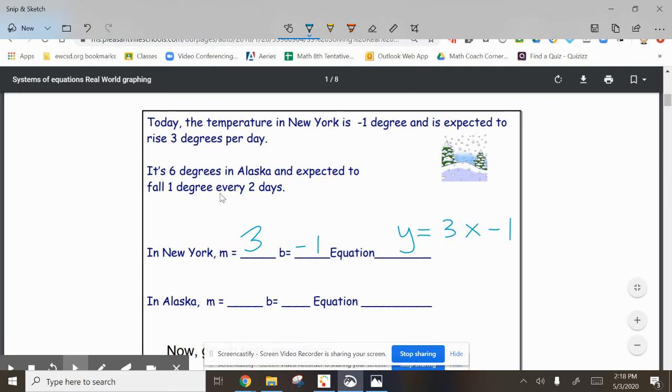It's 6 degrees in Alaska, and it's expected to fall 1 degree every 2 days. 1 degree every 2 days. This is kind of tricky, actually. They are trying to mess with you a little bit. What's the starting point? 6. All right, and it's going to go down 1 every 2 days.